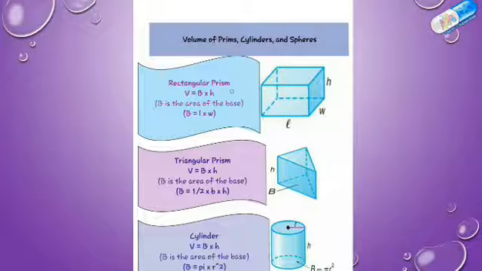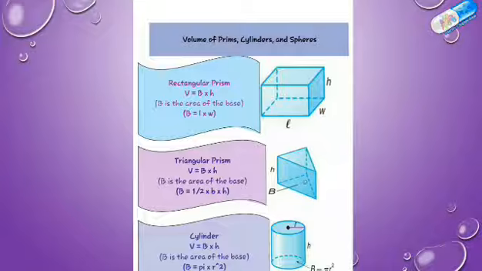So, for the rectangular prism, the volume equals B times H, and B stands for the area of the base. The area of the base means the area of the rectangle, and we know that the area of the rectangle is length times width, L times W. So this means that the volume equals L times W times the height of the prism. The H is the height of the prism, and the height is the side that connects the two rectangular bases.